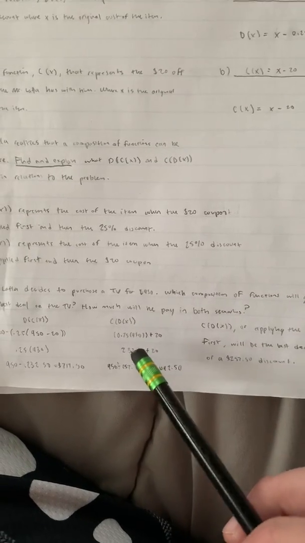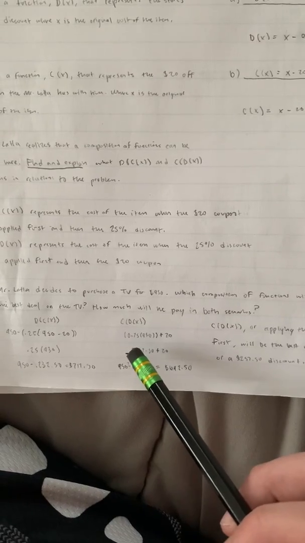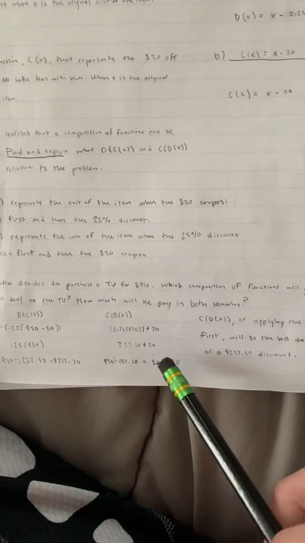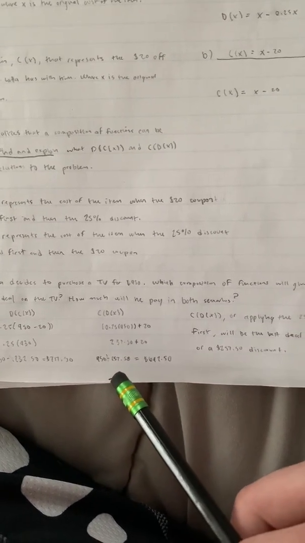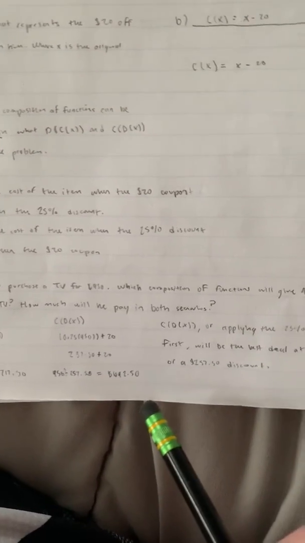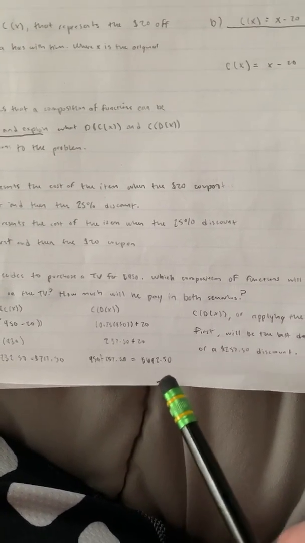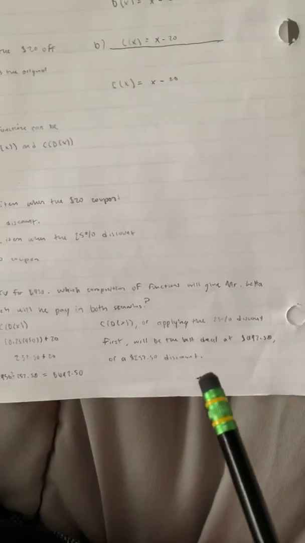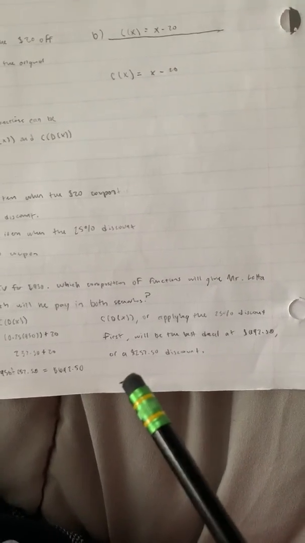When you do the 25% discount first, you get 950 times the 25% discount is 237.5, and then you add the $20 to that discount, and that gives you 257.50. And 950 minus 257.50 is 692.50. So cd of x will make it cheaper, which means taking the 25% discount off first is the better of both scenarios.